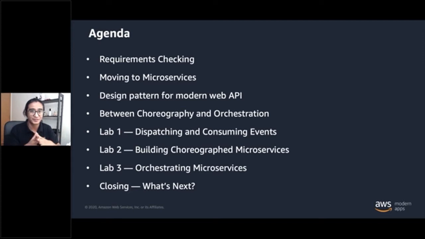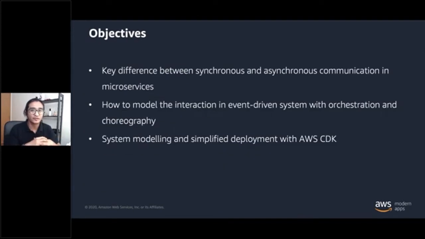Let's get started. These are the objectives we hope you will get after this workshop. First, you will understand synchronous and asynchronous implementation in microservices. Second, how to design interactions between services with orchestration and choreography. And the last objective is you will understand how to use AWS CDK for modeling resources and also make it easier to deploy and clean up. These are the three key takeaways and these are the foundation on which we build this content.